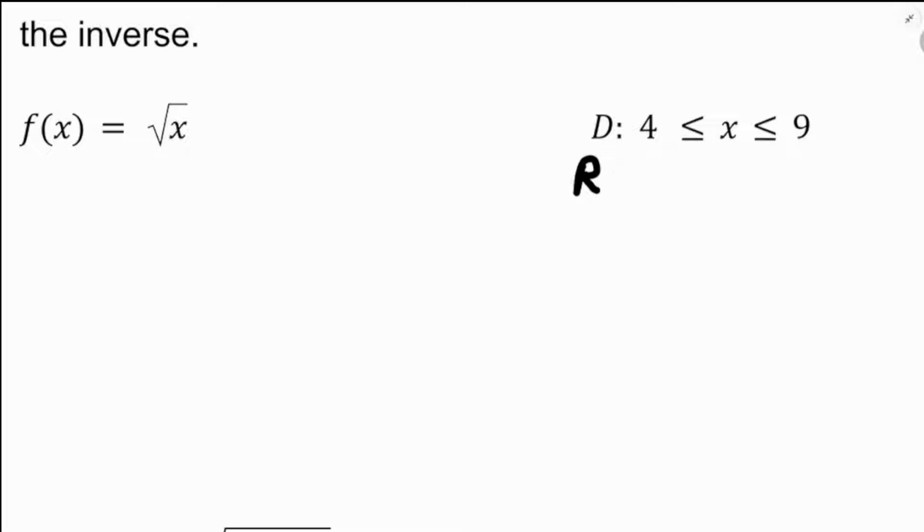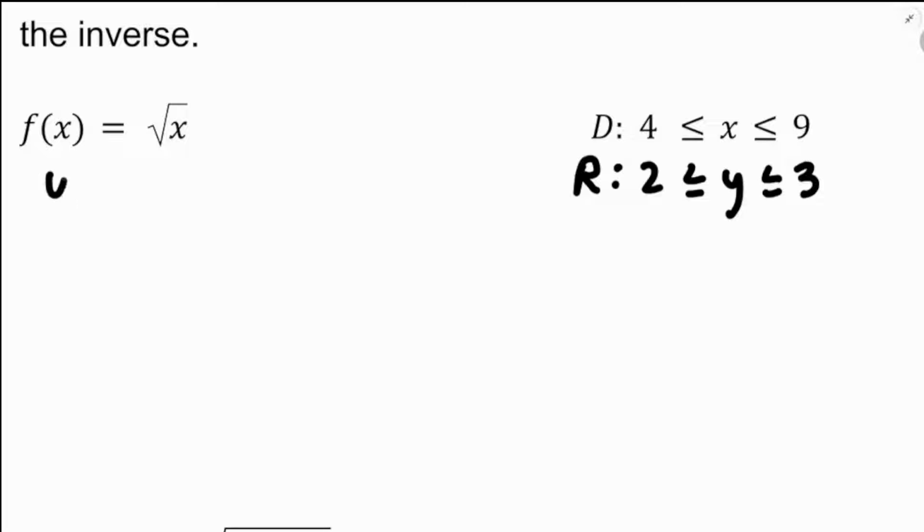So I'm going to find the range by plugging in 4 and 9 into the square root of x. I think you know square root of x is an increasing function because you get a bigger square root by putting in a bigger x. So I'm going to say that the range is the square root of 4 up to the square root of 9.